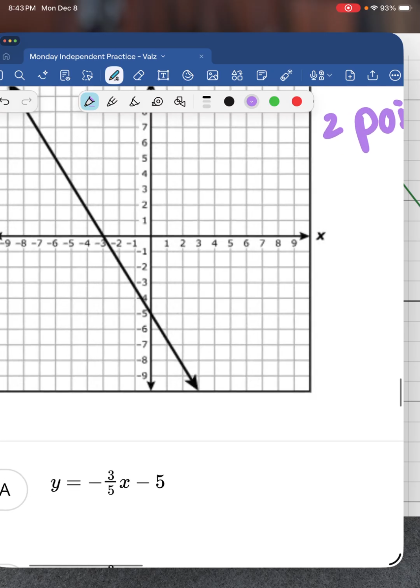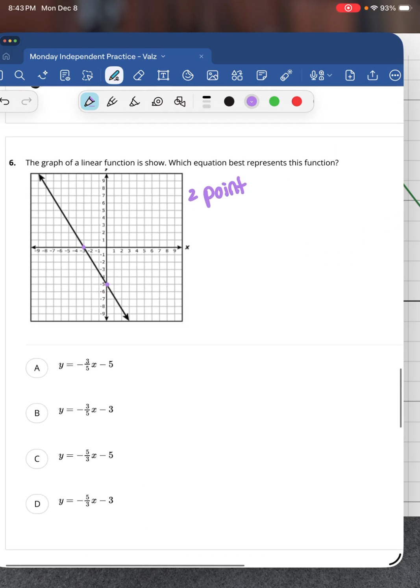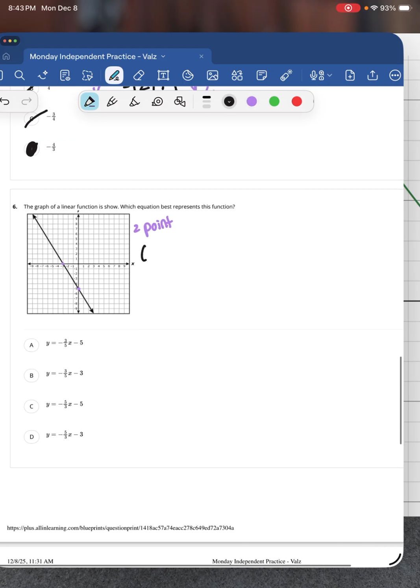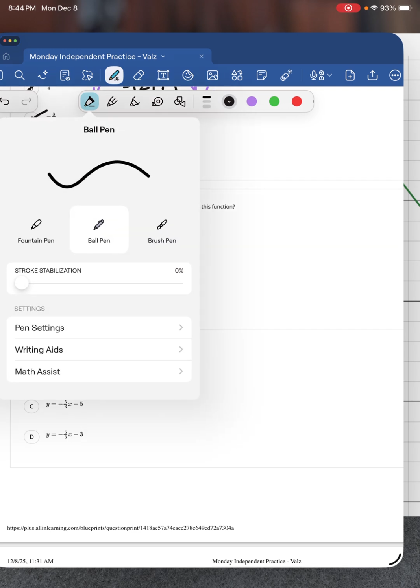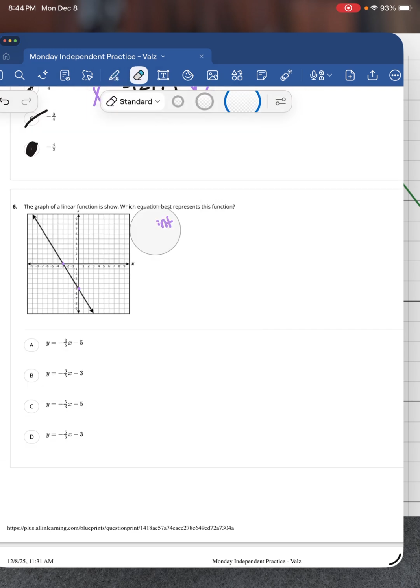So if I'm here, I can see that this is a perfect point, and I can go ahead and use this one. That is also a perfect point. So I'm going to make sure I write those down so I know I'm writing them correctly. I don't know where my eraser went. There we go.